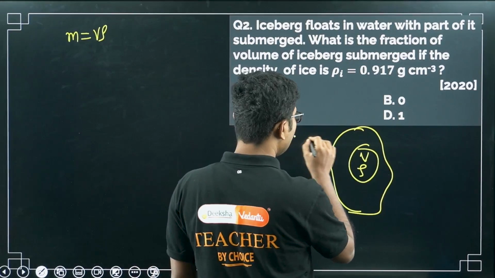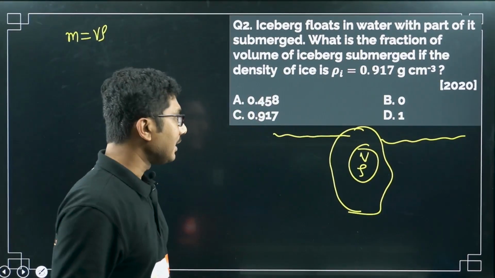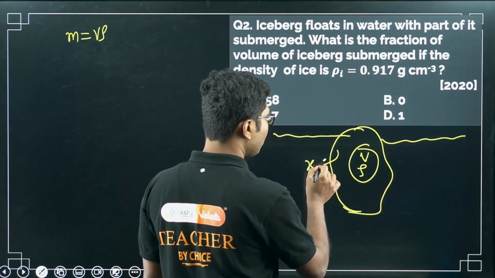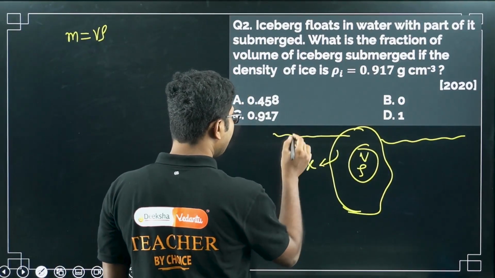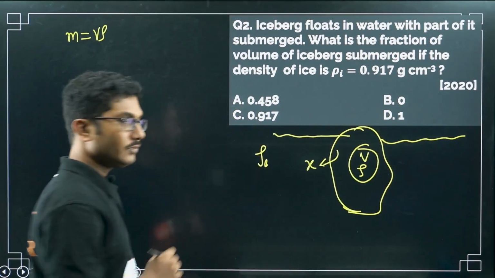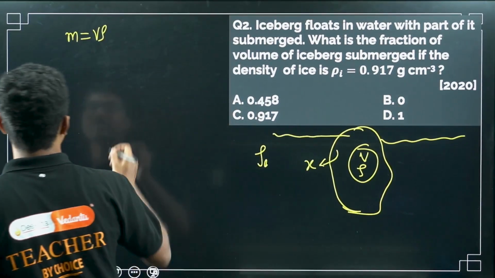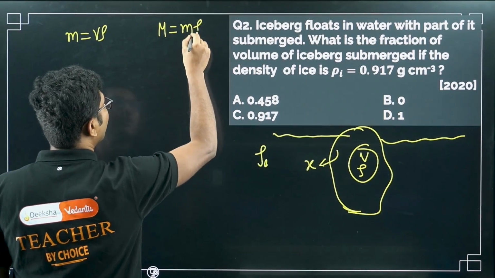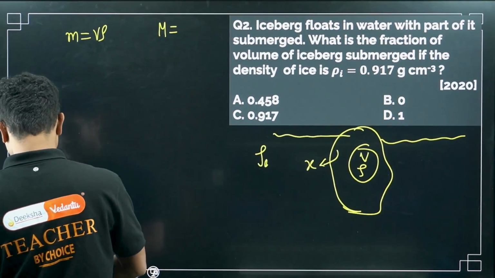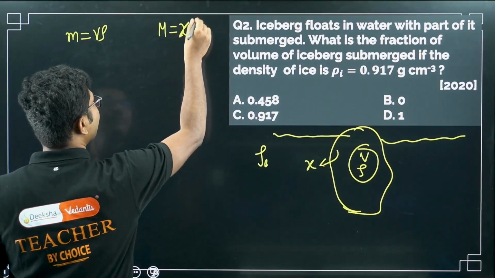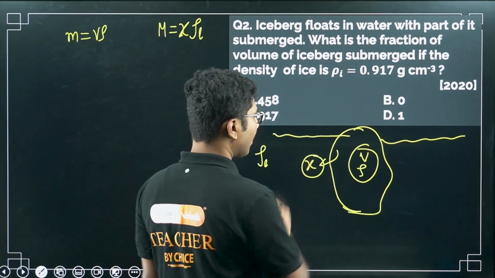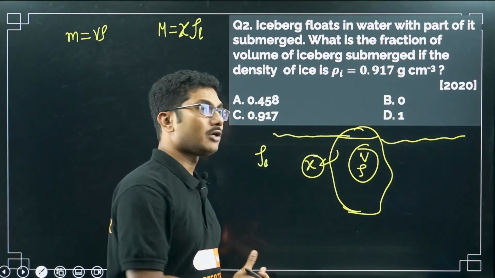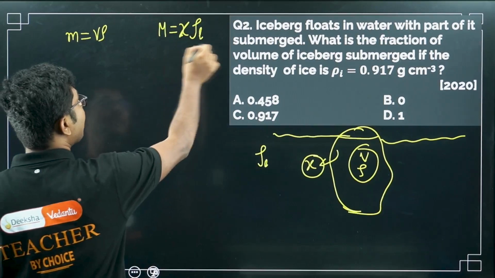Now if you put it inside a fluid, and the object displaces a volume of X, and the density of the liquid is rho L, then what is the mass of the displaced liquid? The mass of the displaced liquid will be X times rho L. X is the volume of the submerged part. Whatever part is submerged into the liquid, the same amount of liquid will be displaced, and the mass will be given by X rho L.